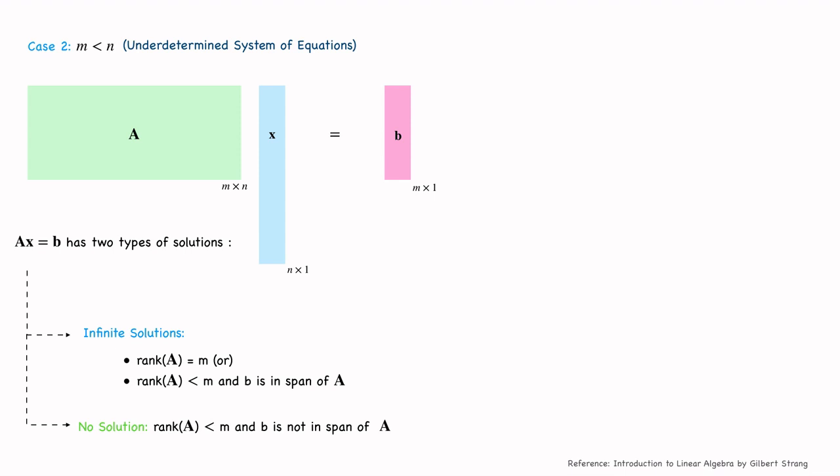If B is not in the span of A, you will definitely have no solution irrespective of any case. But if rank of A is spanning the whole m-dimensional space, then B would definitely be in the span of A. So that is one important thing to remember. So in underdetermined systems of equations, we have two categories of solutions, infinite and no solutions.